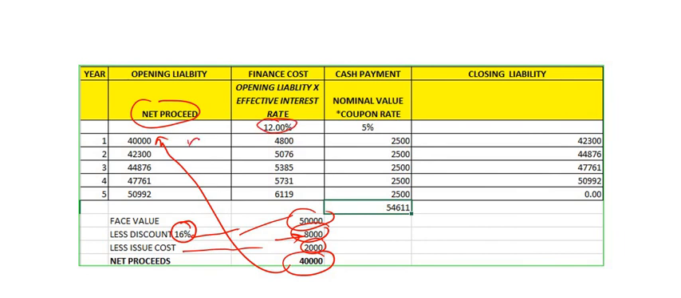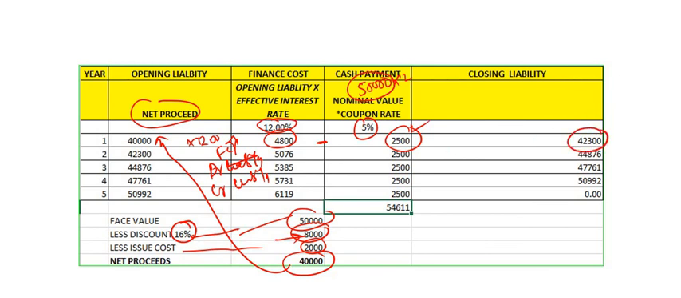Now, this is the opening liability, the net proceeds, and you have to apply the effective interest rate of 12%, and this will give this amount. So this will increase your liability. Debit will be finance cost and credit will be liability, because this will increase your liability and also increase your expenses. Now you have to deduct this amount, and this 5% you apply on the nominal value, and the nominal value is 50,000. When you multiply 50,000 with this coupon rate, you will get this amount, you deduct it, and at the end you will have this amount, right?